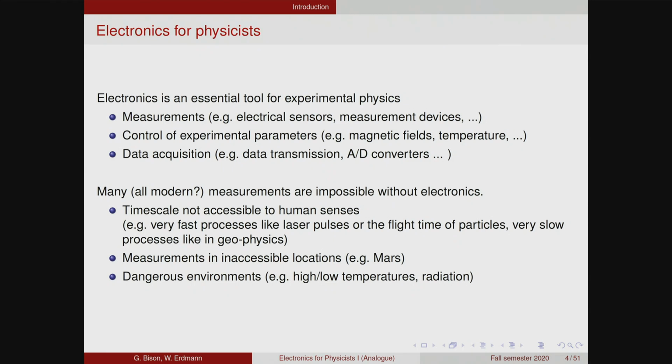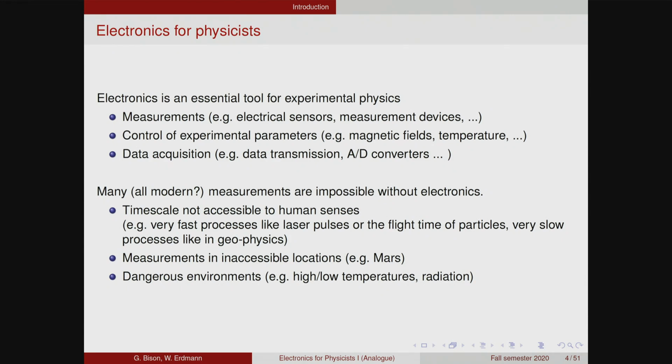I thought about it quite a bit, and I didn't find an example where one would, in a non-electronic way, do a complete physics measurement. In the old days, when you took photographic plates, you could say this is not electronic, but nowadays, a modern experiment would not be possible without electronics.